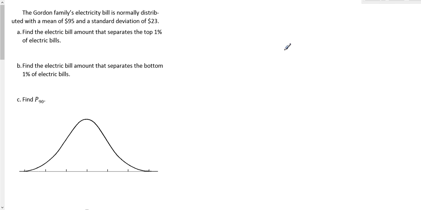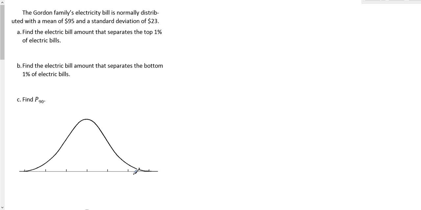Okay, so now let's take a look at the inverse of a normal distribution using Excel. All right, so the Gordon family's electricity bill is normally distributed with a mean of $95 and a standard deviation of $23. So what we want to do first is find the electric bill amount that separates the top 1% of electric bills.